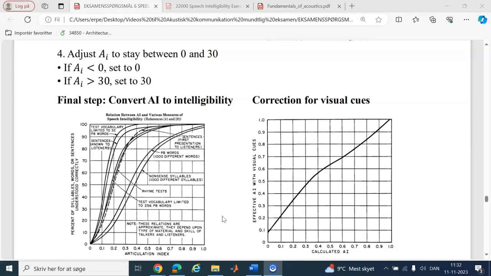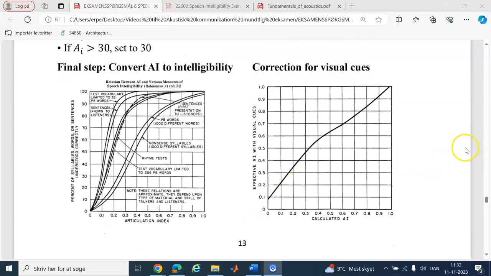If it is very well-known sentences, you don't need much articulation index to understand much. But if it's nonsense syllables or strange words or something, you need more articulation index to get a higher percent. Okay.